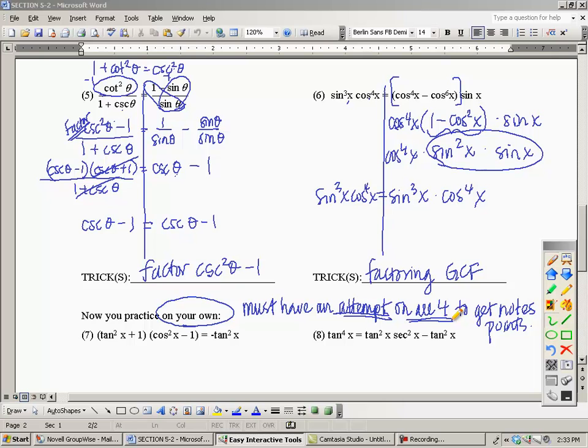Okay, so that's the end of my lesson for section 5-2. Again, you've got a little bit of homework before you get to class. We're going to start class with these four, but again, you're not going to get the notes points unless these four have an attempt on your notes.